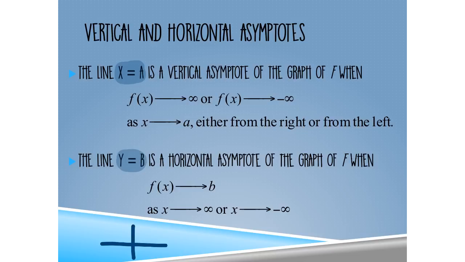So if we go back to those graphs, if I just specifically talk about this one, my vertical asymptote would be here, because as my f of x is approaching positive infinity, or negative infinity if it were going down, it's getting closer and closer to a, which is my vertical asymptote. The line y equals b is my horizontal asymptote. So as my f of x gets closer and closer to b, my x goes to positive infinity or to negative infinity.